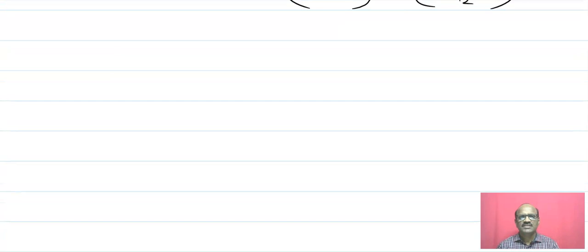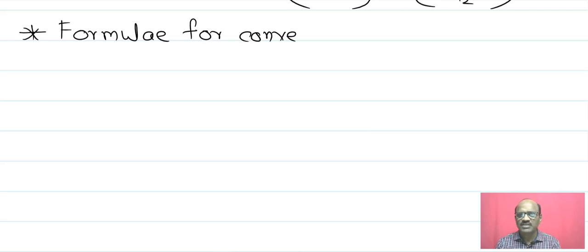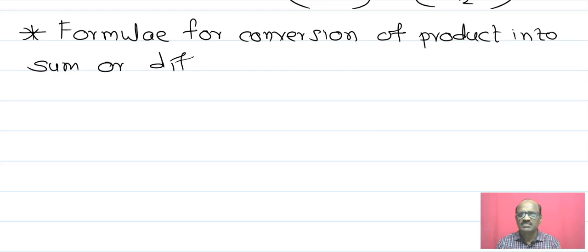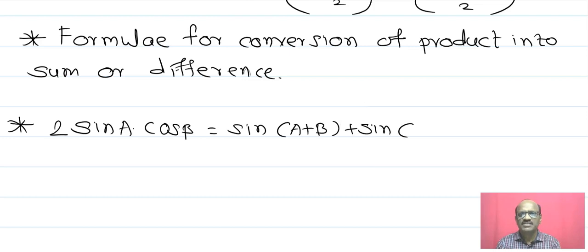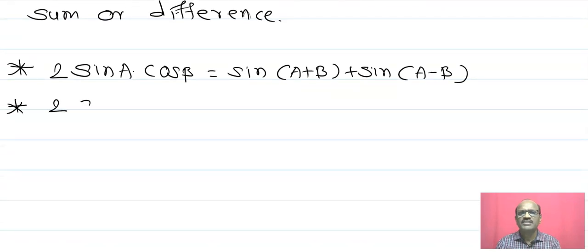Now the next is, these formulas that we will learn here depend on sin of A plus B, sin of A minus B, and cos of A plus B and cos of A minus B. Using those basic formulas, you can write these formulas at any time. We learned that in the second chapter, trigonometry first. Now see this, sum or difference: 2 sin A into cos B is equal to sin of (A plus B) plus sin of (A minus B). Now these formulas you have learned, sin of (A plus B) and sin of (A minus B). Using that you can remember these formulas.